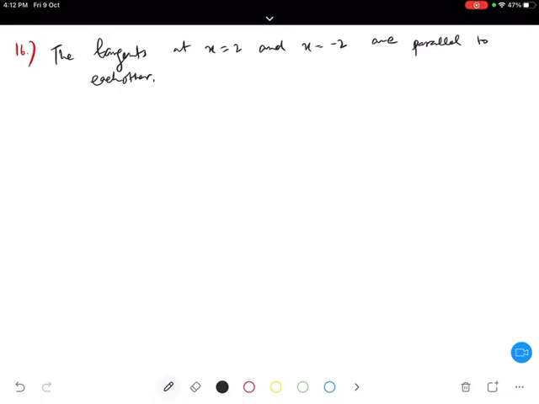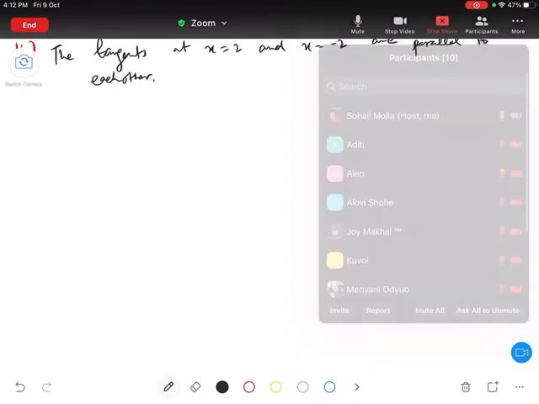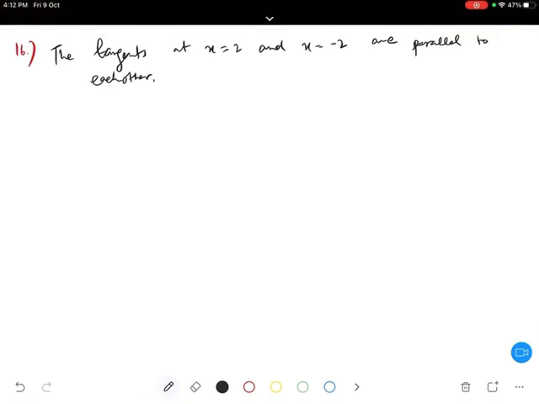Question number 17. Let me read question number 17. Find the points on the curve y is equal to x cube at which the slope of the tangent is equal to the y coordinate of the point. Let's do it.